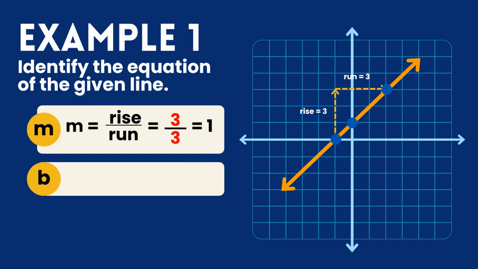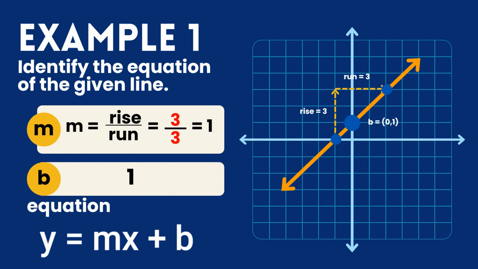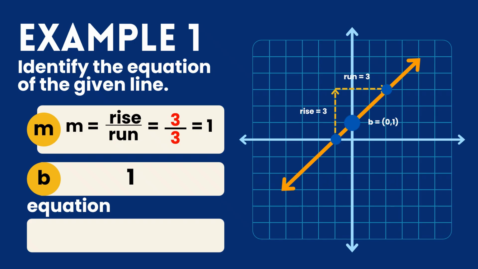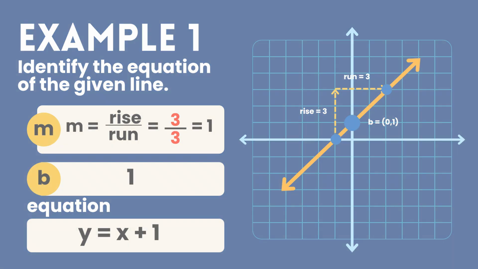Next, find the y-intercept, or b. In finding the y-intercept, we're going to look back to our line. Look where the line crosses the y-axis. Here, it crosses at (0, 1). So b is equal to 1. Next, write the equation. Substitute the slope and the y-intercept into the slope-intercept form, which is y = mx + b. So the equation of this line is y = x + 1. Now that we have the equation of the line.